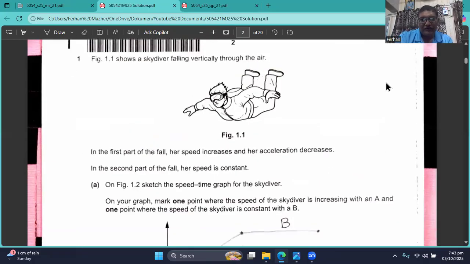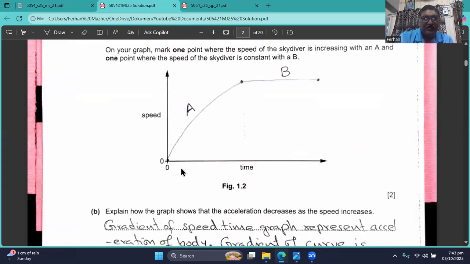So let me show you. You see, this is the shape which you draw. This gradient is gradually decreasing, but the graph is going upward. That means the speed is increasing, but its gradient is gradually decreasing, which means that the acceleration is gradually decreasing, because the gradient of the speed-time graph is equal to the acceleration. Here, the speed-time graph becomes horizontal, which means that the speed is constant. So at this portion I mark it as A, and at this portion I mark it as B.